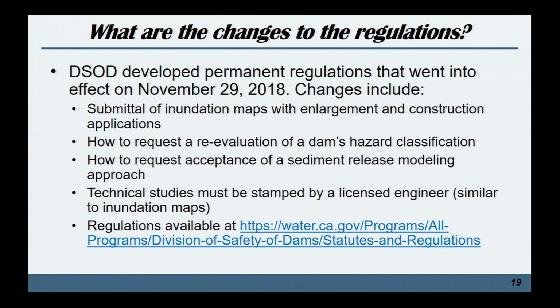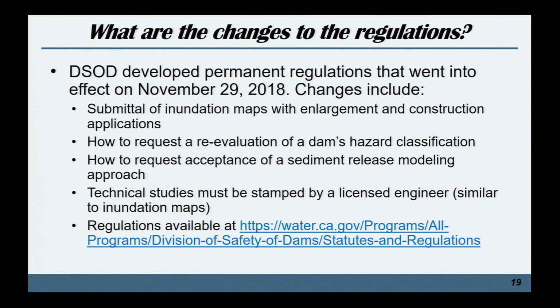Now, when you are doing an enlargement or construction application, you need to send an inundation map as part of that application. And we would review it in concurrence with our review of the application. And that's because the proposal would be to store a different volume of water, so it would affect the inundation area. How to request a reevaluation of a dam's hazard classification. It was a less formal process before, and also we added a deadline for us to respond back to you, 60 days, which we thought was reasonable.